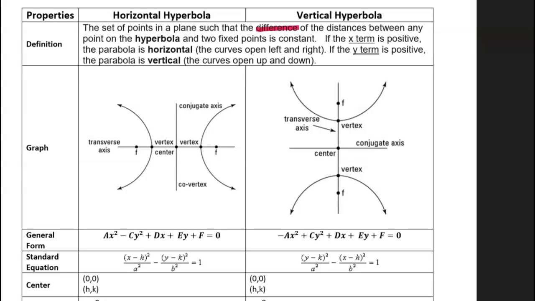constant. Now what this means is a hyperbola's equation is always going to be subtracting two terms. That's the difference between an ellipse and a hyperbola. Ellipse is adding the x value and the y value. Hyperbolas are subtracting x and y. It also says if the x term is positive, the hyperbola is horizontal. And if the y term is positive, the hyperbola is vertical. So just like an ellipse, we have a horizontal hyperbola and a vertical hyperbola.